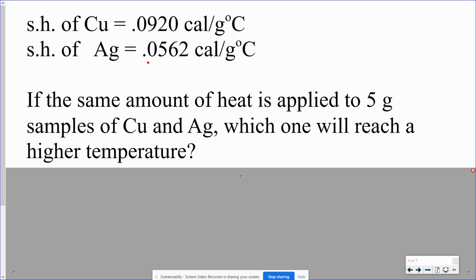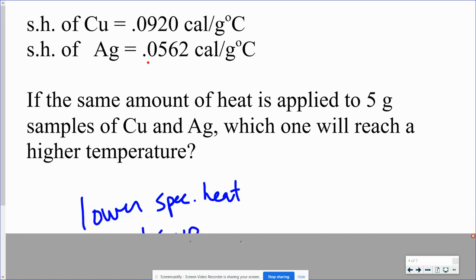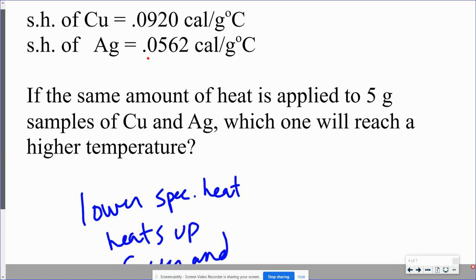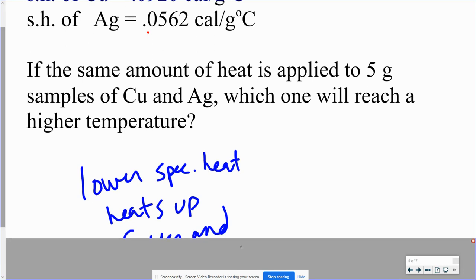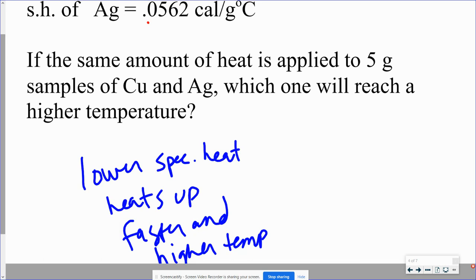Okay, so which one will reach a higher temperature? The one with the lower specific heat. It takes less heat to heat it up. So a lower specific heat will heat up faster, and adding the same amount of heat, it will reach a higher temperature. Okay, so the answer is silver. Silver, lower specific heat, takes less heat to heat it up, so it will reach a higher temperature and it will heat up faster.